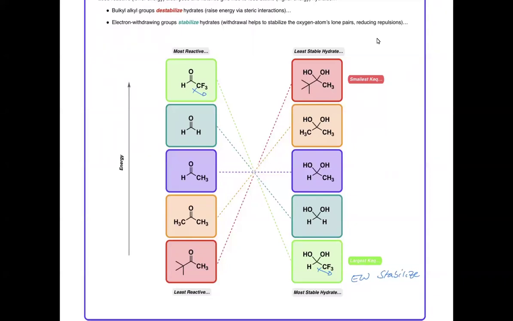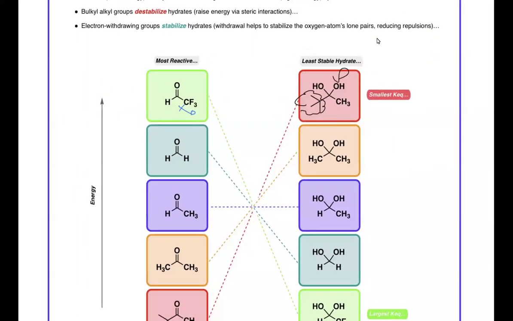It stabilizes the hydrate. On the flip side, if we looked at the least reactive of the carbonyls, this ketone with the tert-butyl group, that would form the smallest KEQ. We form the least amount of hydrate there because the hydrate itself is the least stable. We can imagine that the tert-butyl group having a lot of steric hindrance to it would just amplify the extent of the repulsions that we already are experiencing in the hydrate structure. That tert-butyl group would destabilize the hydrate structure, and because it's very unstable, less of it forms.